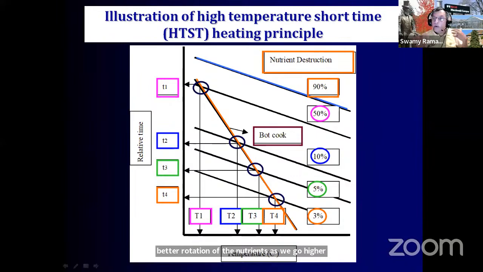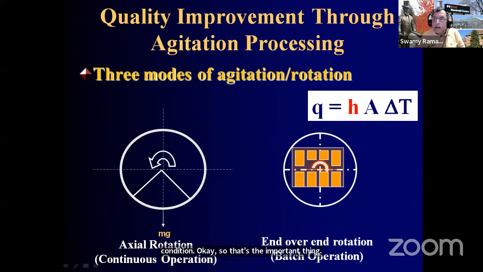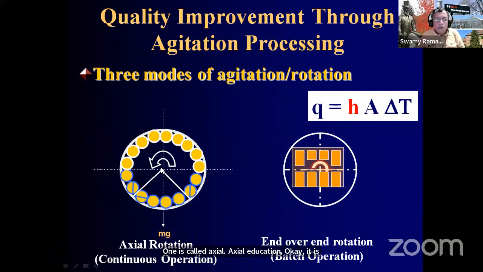So how do you create rapid heating? You can agitate containers during cooking. There are three different types of agitation that are recognized. One is called axial agitation. It is mostly for continuous cooking processes. The cans are held in a helical shell and they rotate in an axial fashion as they move from one end to the other end. So it provides the circular rotation.